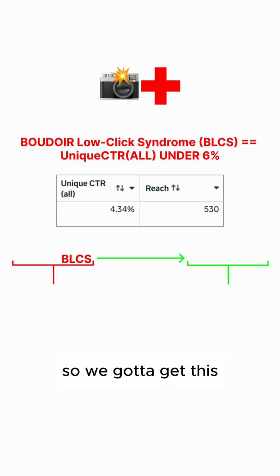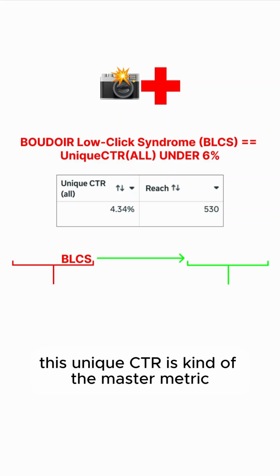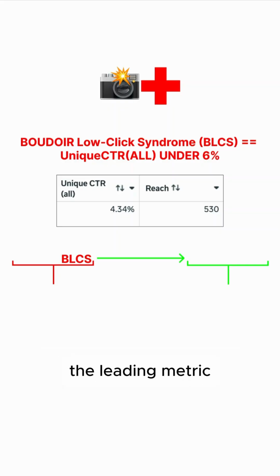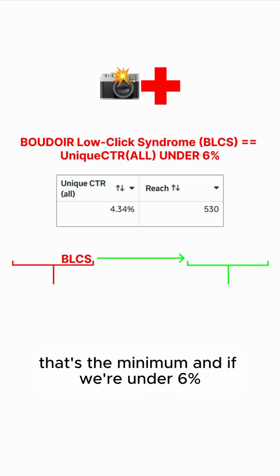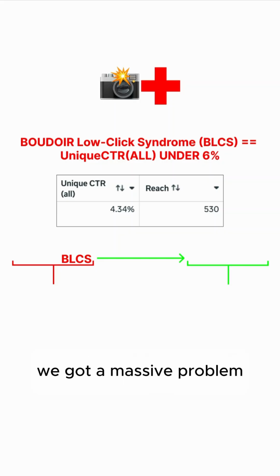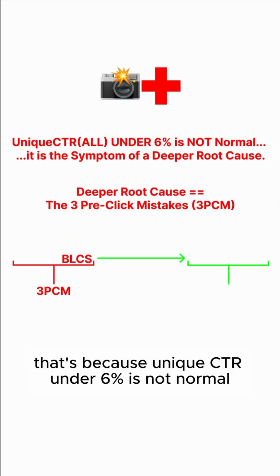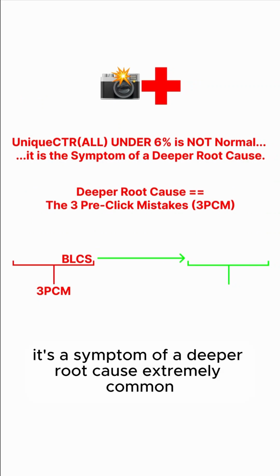their brain. So this unique CTR is kind of the master metric, the leading metric. We gotta get this up as high as possible. 6% is the floor, that's the minimum. And if we're under 6%, we got a massive problem. That's because unique CTR under 6% is not normal. It's a symptom of a deeper root cause.